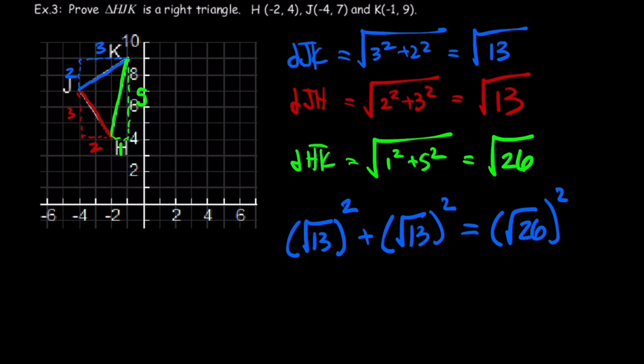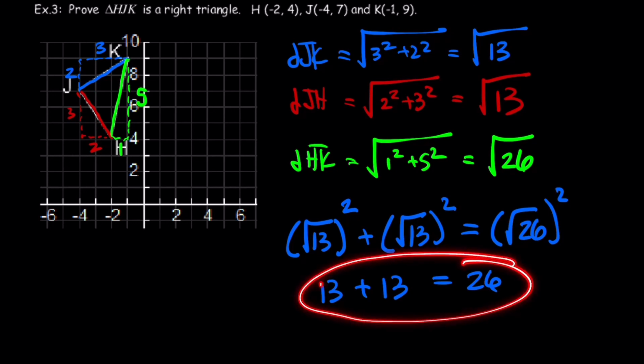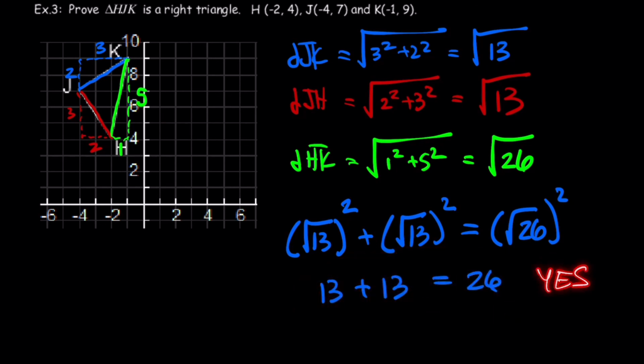So in the next step, you would just show me that's 13 plus, well, square root 13 squared again is just 13. Square root 26 squared is just 26. And then you ask yourself, is this a true statement? Is 13 plus 13 equal to 26? Yes. So if yes, you've just proved it's a right triangle. I put a little check mark there.